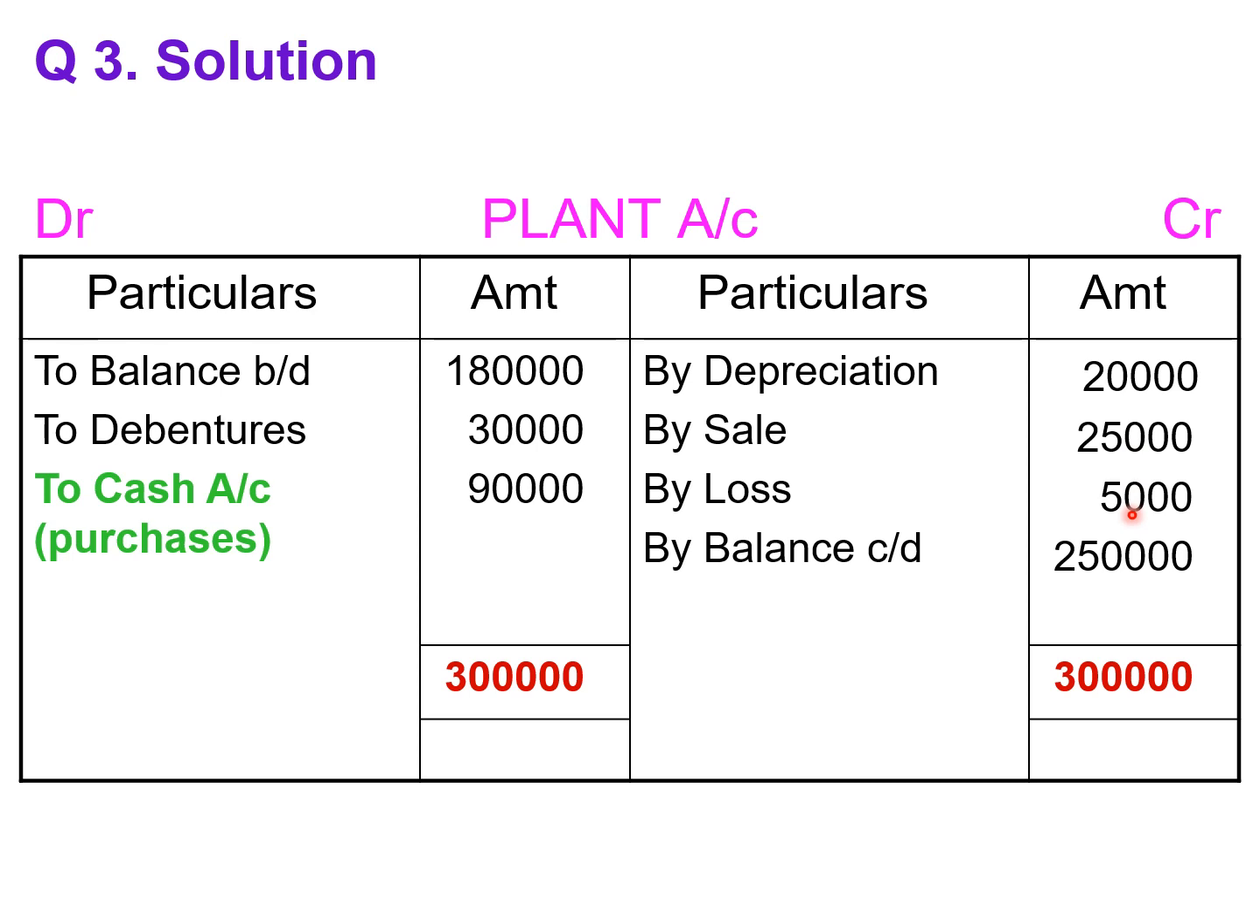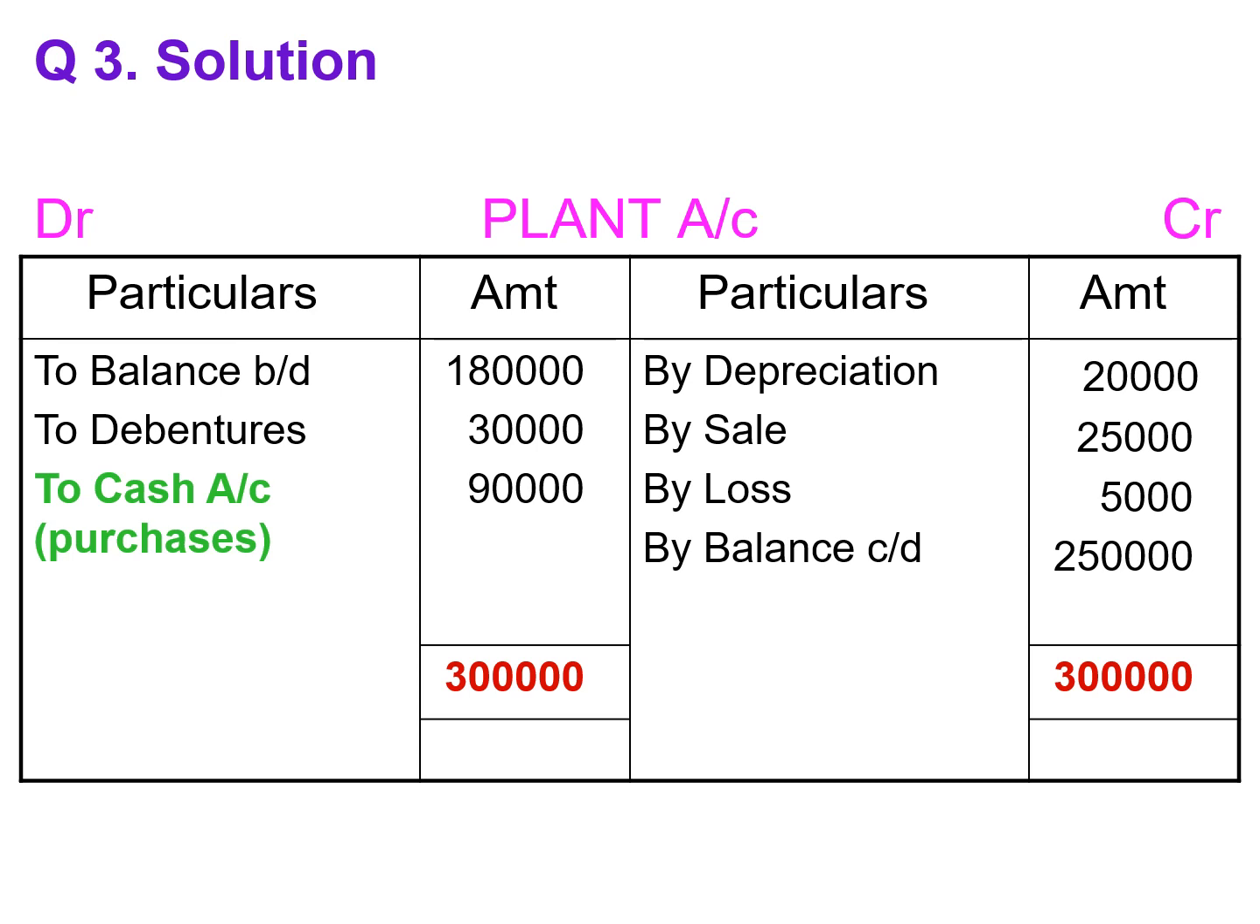So students, in the previous slide we prepared the depreciation provision account. There you got 30,000 rupees as depreciation for the current year. So that will directly go to the PL account. It will not come in the plant account. Next, closing balance of plant 2,50,000. So by differencing, you get an answer of 90,000. So 90,000 is the additional plant purchased for cash. So 90,000 is the answer.